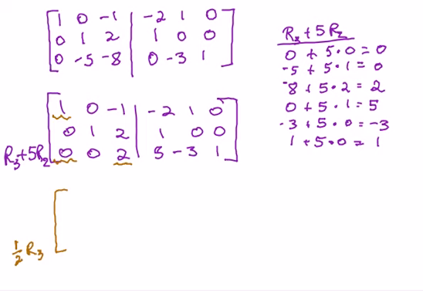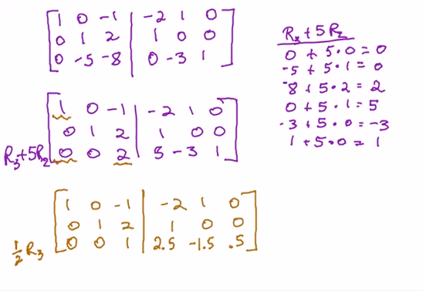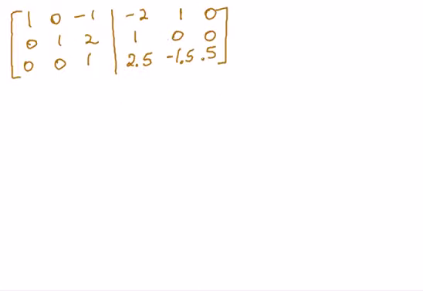So 1/2 times 0 is 0, and 1/2 times 0 is 0. 1/2 times 2 is 1, and there's the one that we're looking for. 1/2 times 5 would be 2.5. 1/2 times negative 3 is negative 1.5, and 1/2 times 1 is 0.5. And the other two rows are still the same. So we've got our 1 there in the bottom column. We're almost there. We've just got 2 more cells that we need to turn into zeros in column 3.